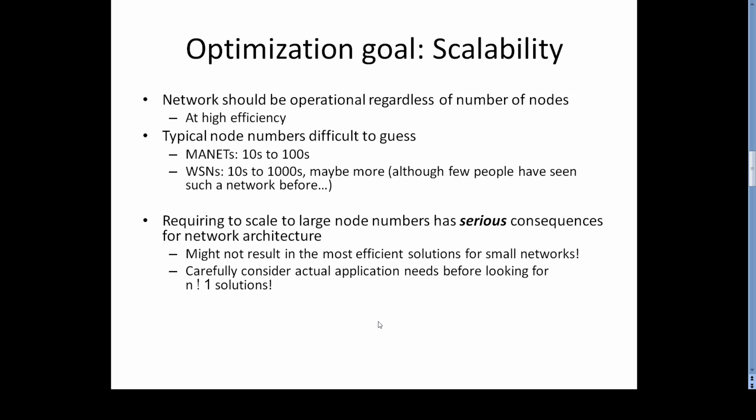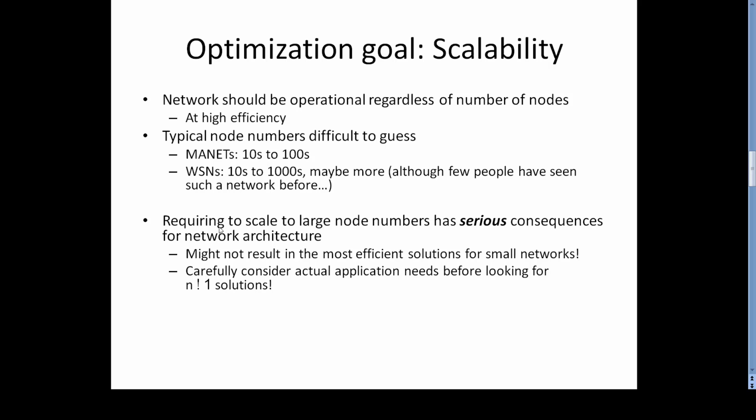The next optimization goal is scalability. Depending on how many nodes you are using, the network should be scalable. At high efficiency, the network should be operational regardless of the number of nodes. We don't exactly know how many nodes we are going to use for a particular application. It depends on the application. In MANETs, we can use tens to 100 nodes. In WSNs, tens to thousands, maybe more sensor nodes.